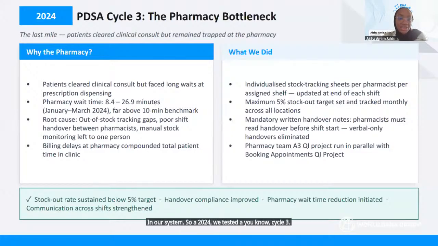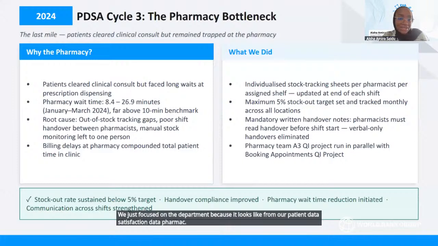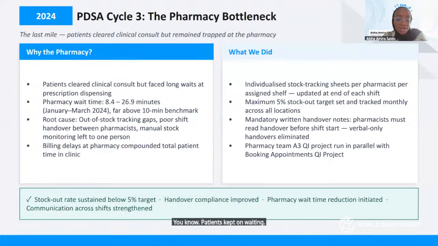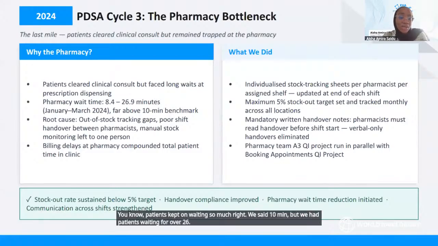And interestingly, we just focused on the pharmacy department, because it looked like from our patient satisfaction data that pharmacy was a bottleneck at the time. Patients kept on waiting so much, right? We said 10 minutes, but we had patients waiting for over 26 minutes just to collect their medication.